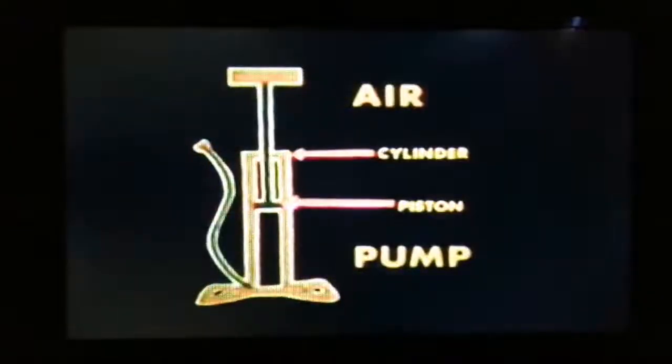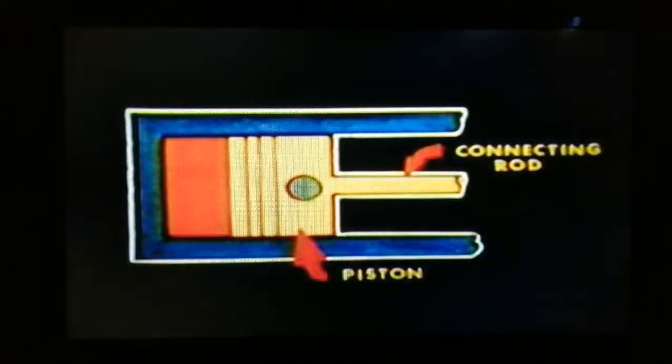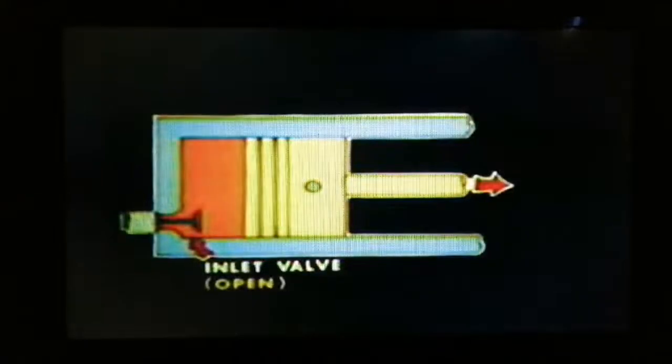A reciprocating compressor utilizes the same pumping principle as the bicycle pump, where a piston operates within a tube or cylinder. In a compressor, the piston will have seals or rings to hold the air during compression strokes, and a heavy connecting rod to move the piston. As the piston is moved to the right, air will enter the cylinder through the inlet valve until the piston reaches the end of its stroke.